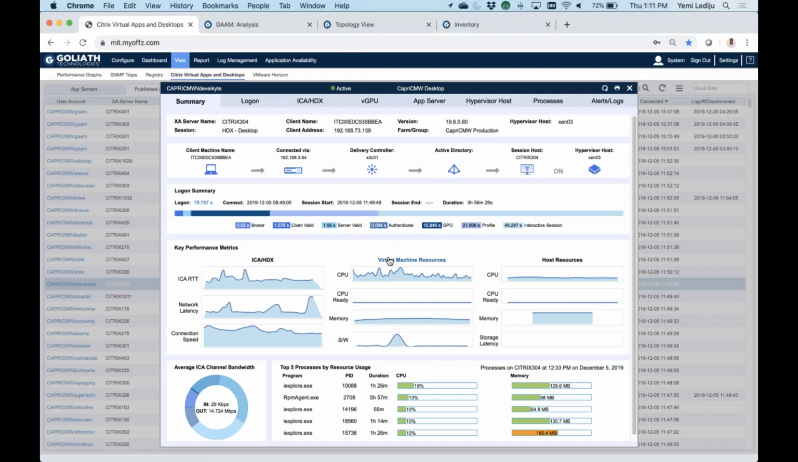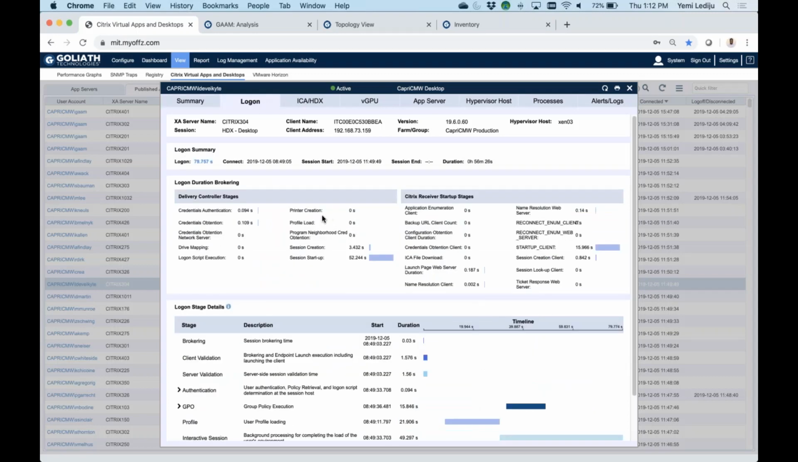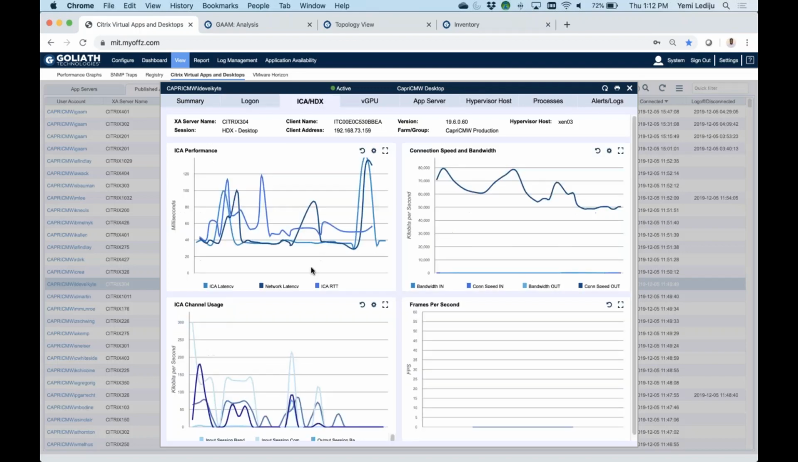Right now we're looking at a particular user session, and we talked a little bit about the summary tab that shows you the key metrics for this particular user session. We talked a little bit about the logon duration section. I'm going to flip over to the ICA-HCX channel tab, and this goes back to that question earlier where you're able to identify what the user is doing inside of their session.